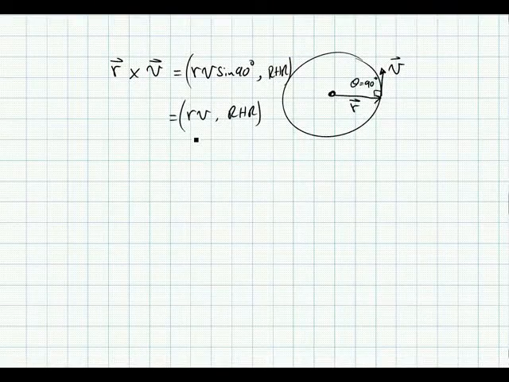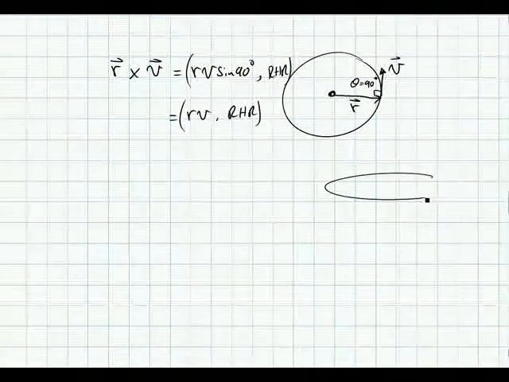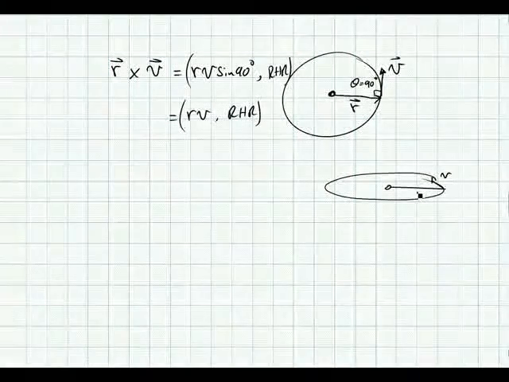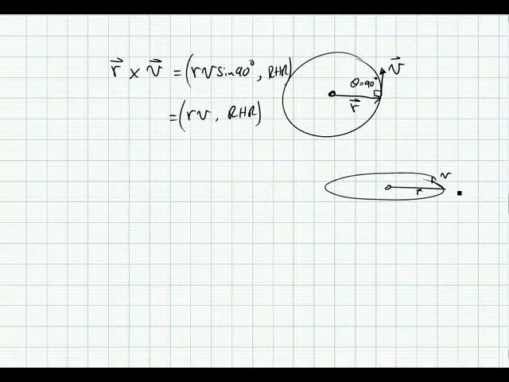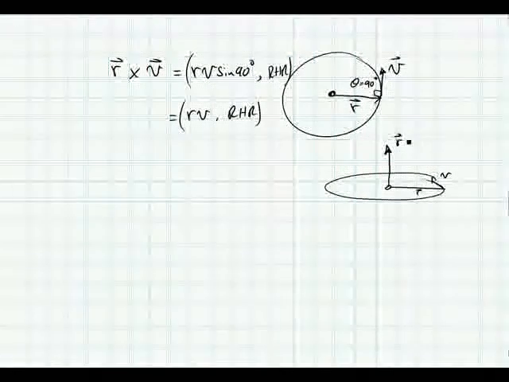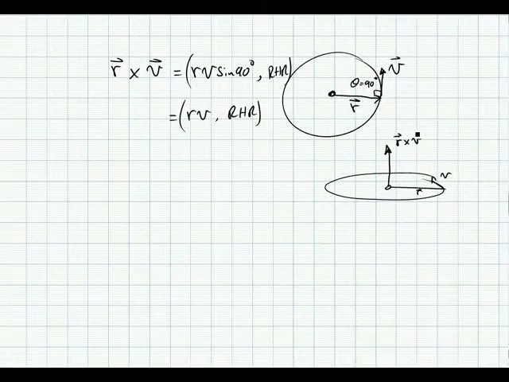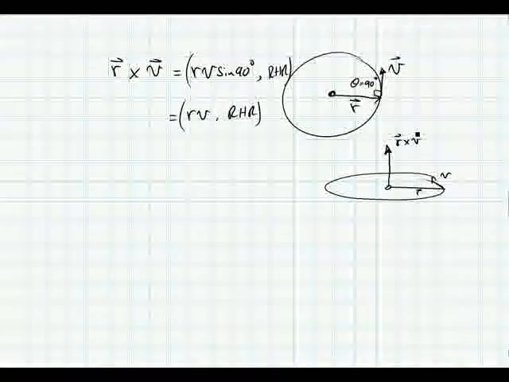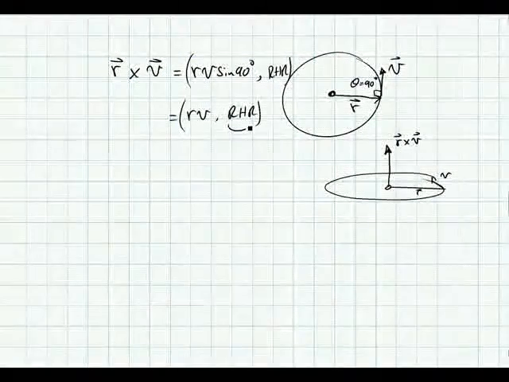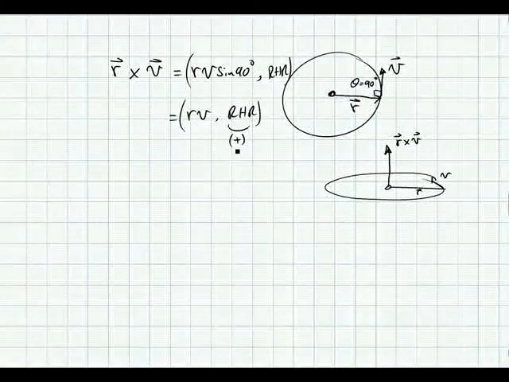Well, let's determine the direction. The direction is simple. Let's do a side view. This is the velocity vector. R cross V has a direction in the positive z direction, out of the plane of rotation. So that's the direction which is in the positive direction.